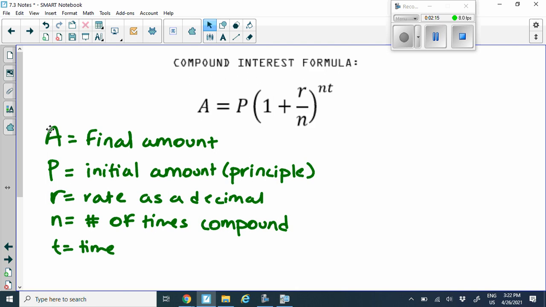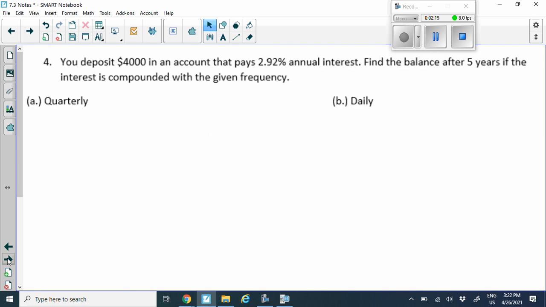We're going to go ahead and do a couple of problems using this formula. Okay, so it says we deposit $4,000 in an account that pays 2.92% annual interest. So you basically get that 2.92% each year. We're going to find the balance after 5 years if the interest is compounded with a given frequency. So the thing is, your percentage stays 2.92% each year.